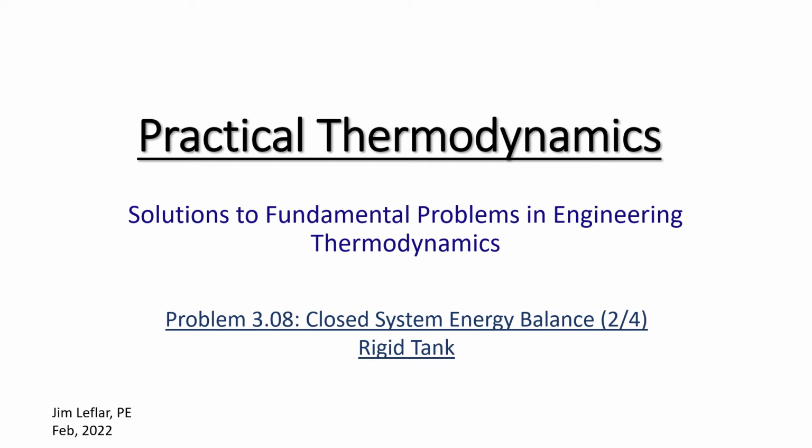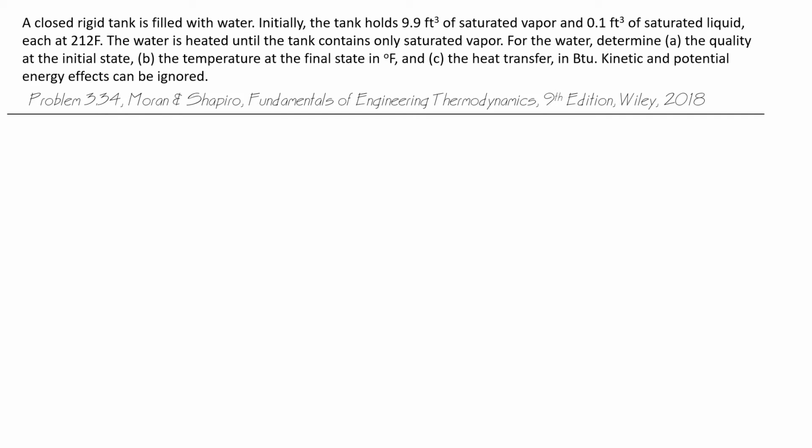Let's solve another thermodynamics problem involving a process that takes place in a rigid tank. A closed rigid tank is filled with water. Initially, the tank holds 9.9 cubic feet of saturated vapor and 0.1 cubic feet of saturated liquid, each at 212 degrees Fahrenheit. The water is heated until the tank contains only saturated vapor.